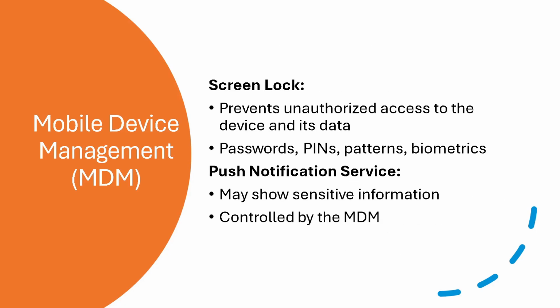Screen lock. Screen lock prevents unauthorized access to the device and its data. Screen lock is secured using passwords, pins, patterns, or biometrics, which may include fingerprint or facial recognition.